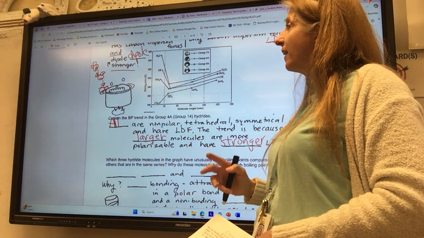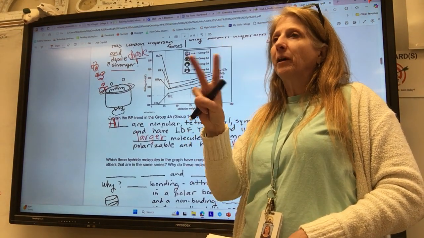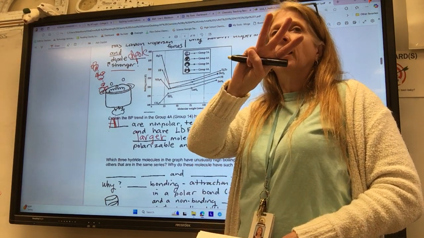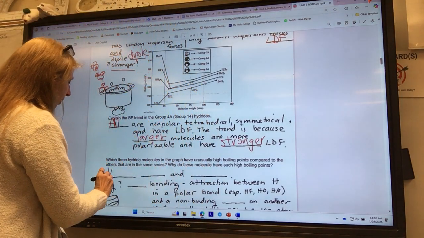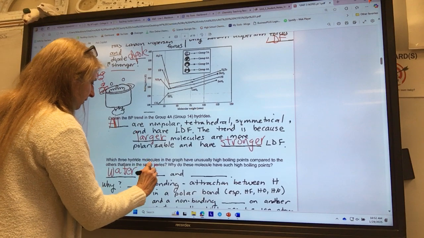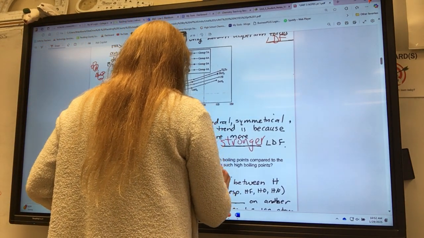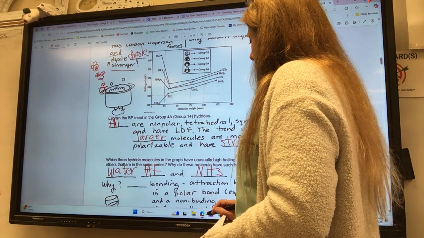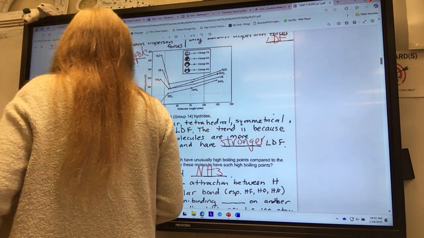This is our next type. So we know about London dispersion. Everybody's got it. We know about dipole-dipole. Polar molecules have it. And now this is our third one, hydrogen bonding. And the three that are weird are water, HF, and ammonia. Okay? Water, HF, and ammonia. Why? This is our third one, so this is like C, hydrogen bonding.